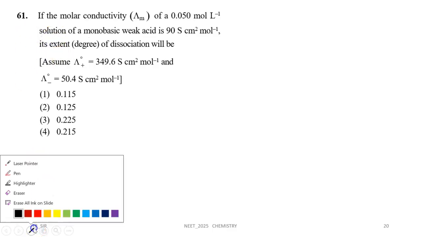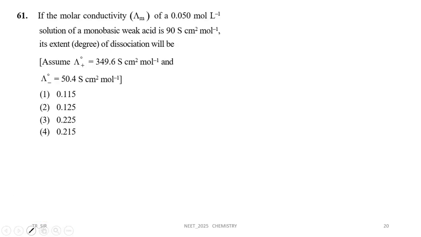Question number 61. What the question is saying is that the molar conductivity of 0.05 molar solution of a weak monobasic acid is 90. The given data we always have to write, then only we'll get to know what the question is asking. So the molar conductance they have given is 90 S cm² mol⁻¹.